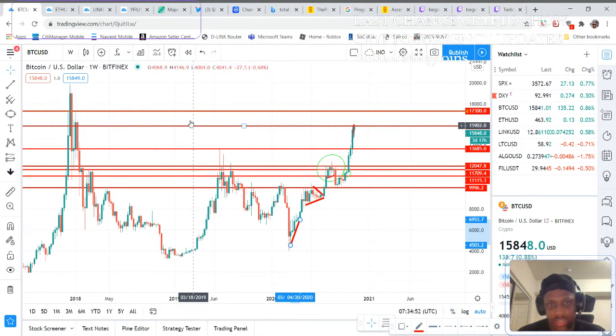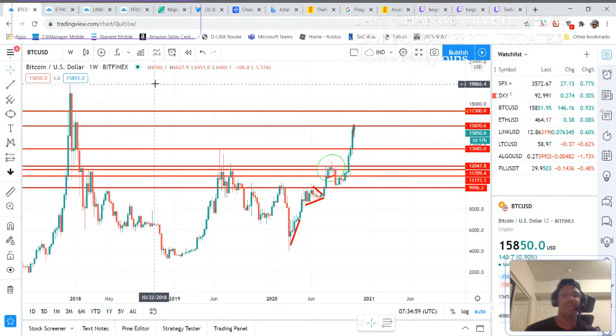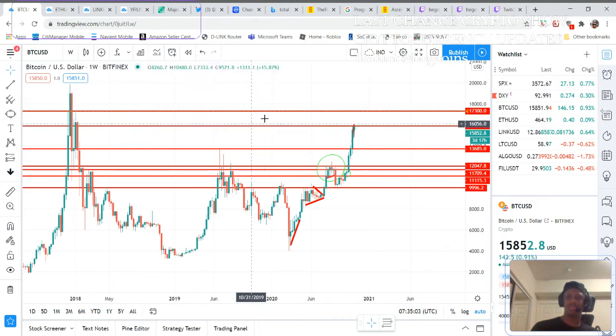Next level resistance, 17,300. Next level after that, 20,000. There's no resistance here. We're probably going to create another triangle up here within this zone, break out again. And then maybe come down and retest this area here where there's more support.